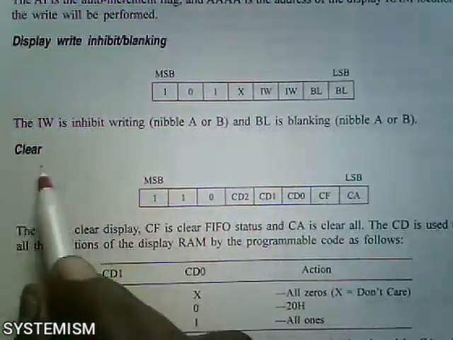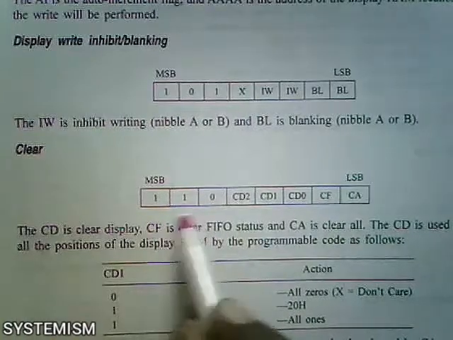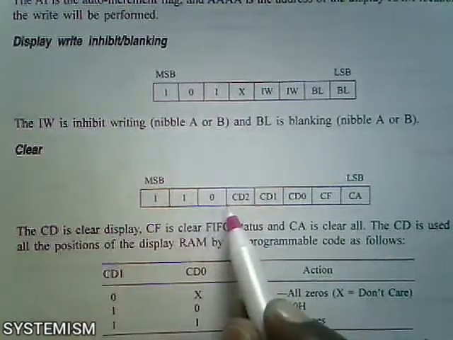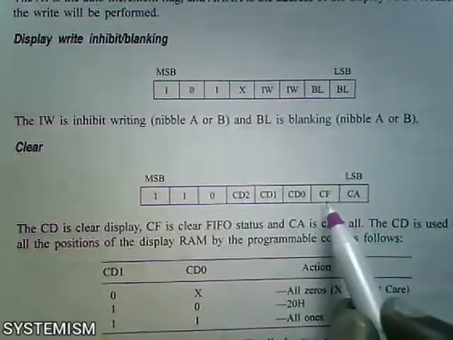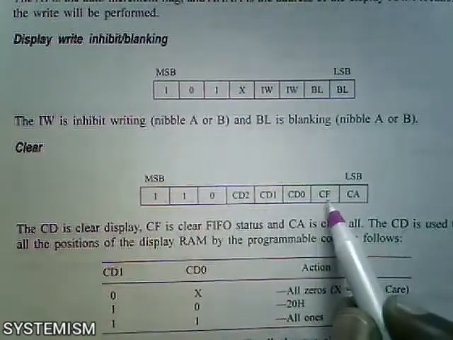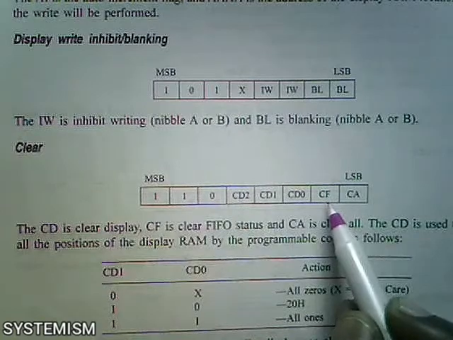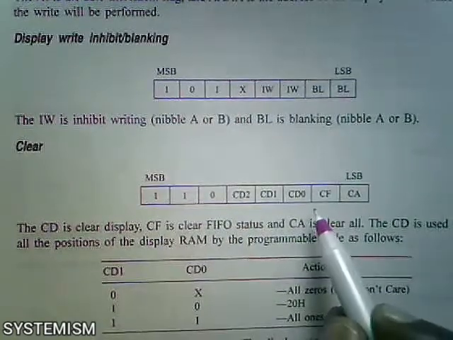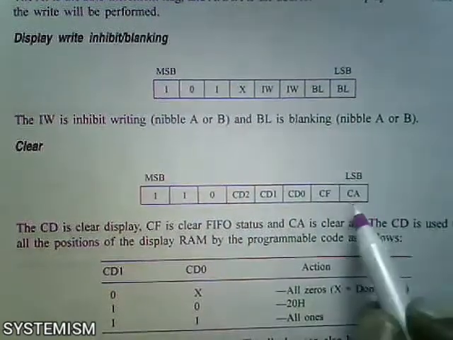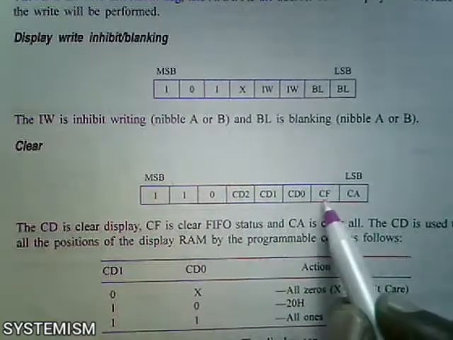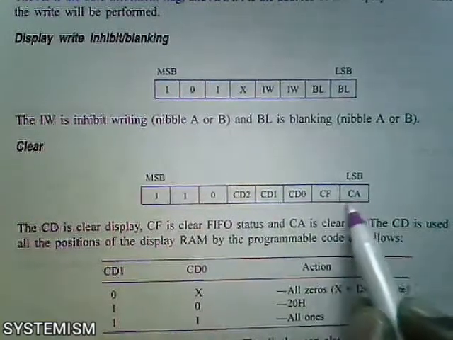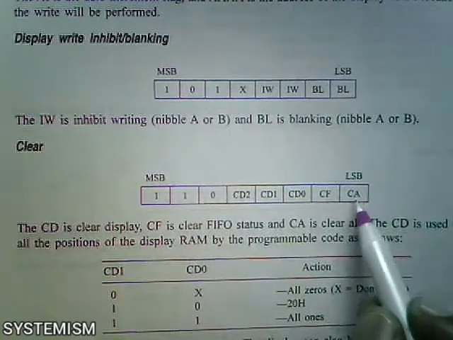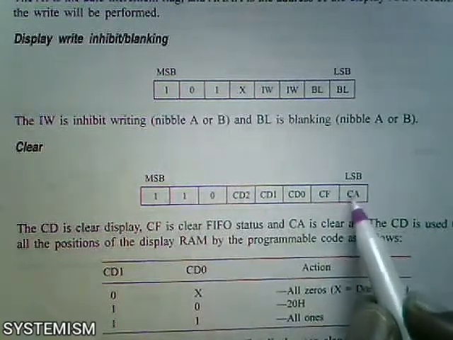Okay, so the next command word is clear. If you put 110, then it is called clear. CD2, CD1 and CD0, and CF is the clear flag, that is, it clears your FIFO. This is clear all. So if you put 1 here, then your FIFO RAM status will be cleared. If you put clear here, your total display will be cleared.